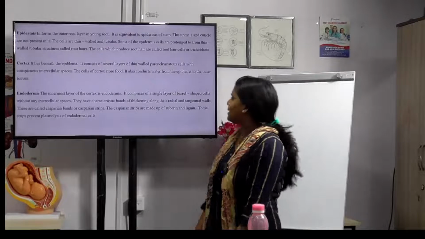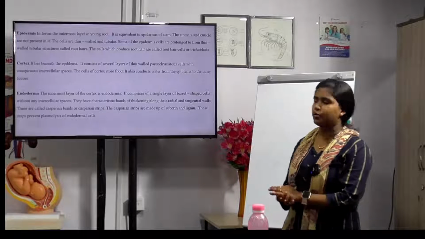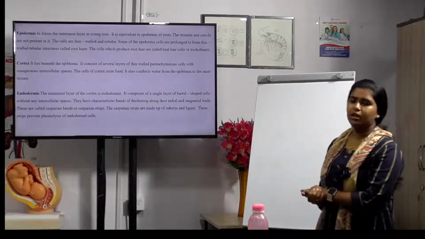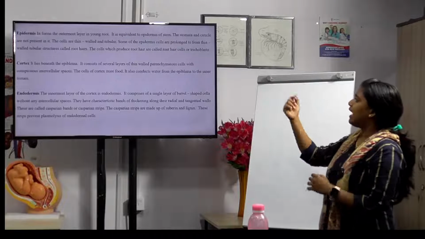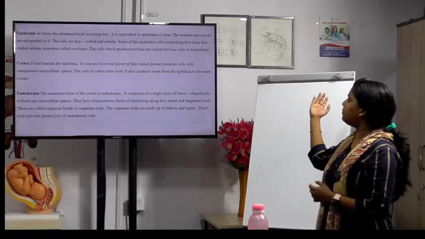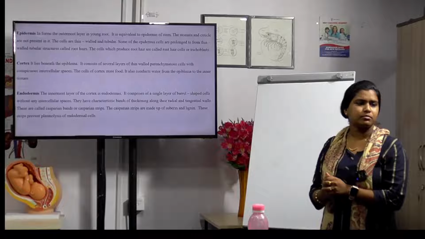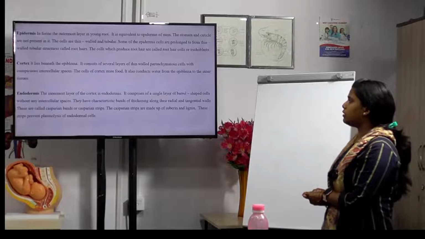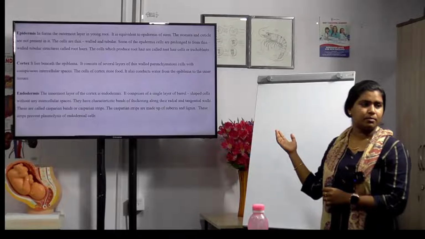Okay, now let us see their parts. The first one is the epidermis. Epidermis is the outermost part and it is equal to the epidermis of the stem, as I said. Stomata and cuticle are not present in it. Stomata and cuticle are useful in transpiration. The cells are very thin walled, and some of the epidermis cells are prolonged to form thin walled tubular structures called root hairs. The cells that produce root hairs are called trichoblasts.